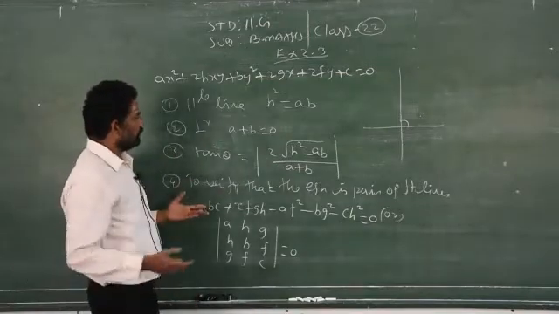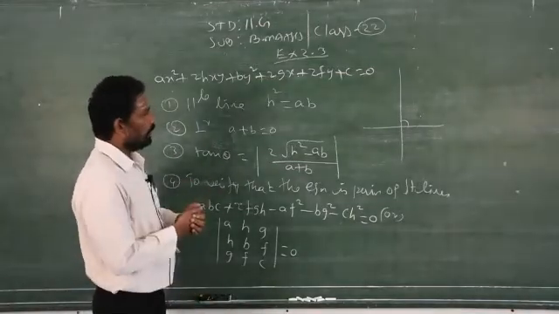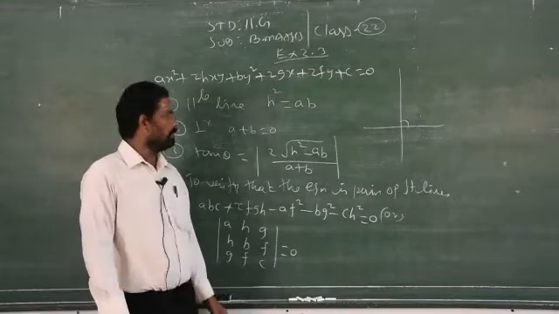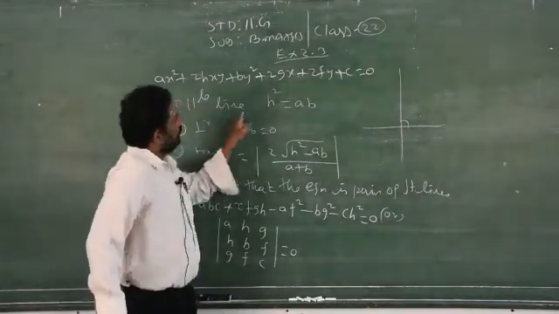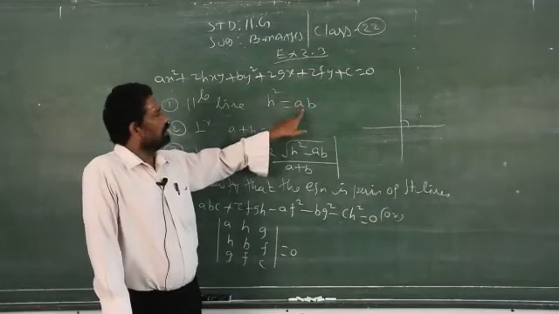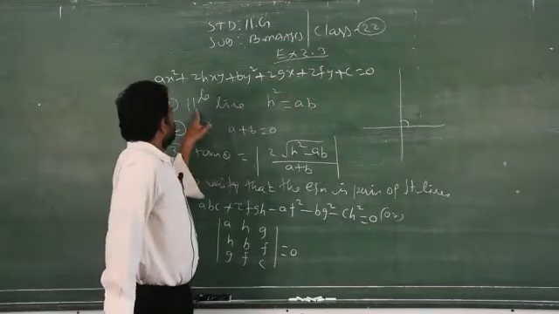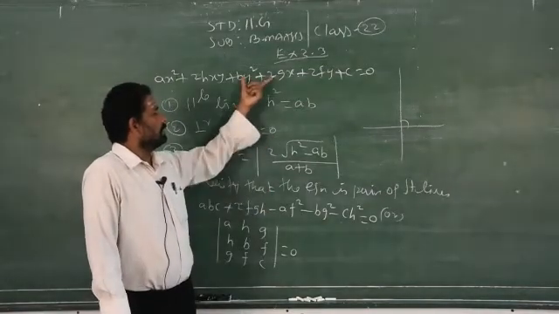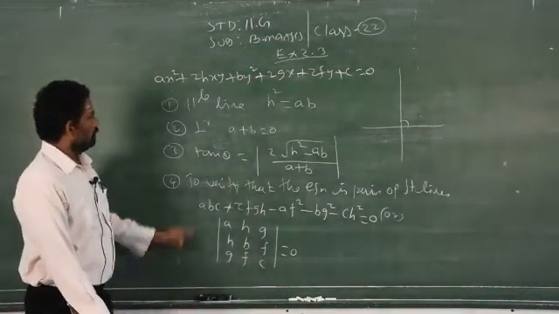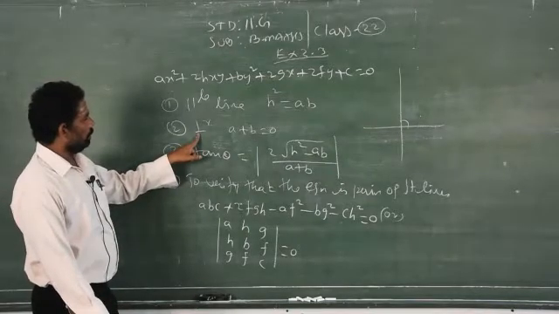So once you prove that it is a pair of straight lines, then you have only two options. The two straight lines represent either parallel or perpendicular lines. If it is parallel, use this condition. When this condition is satisfied, you have to say they are parallel lines. When this condition is satisfied by the general given equation, the two lines are called perpendicular.